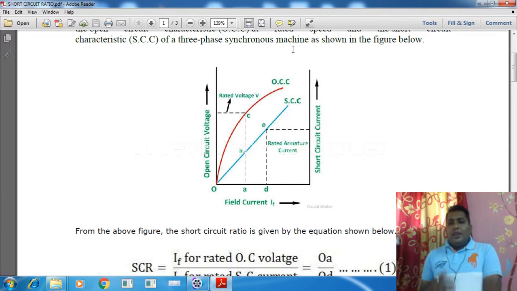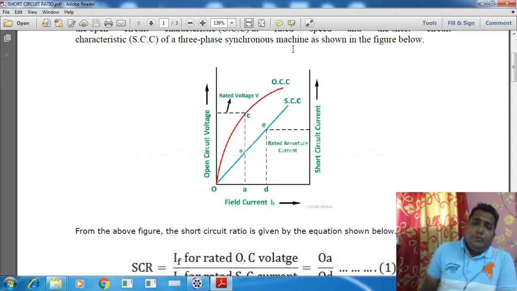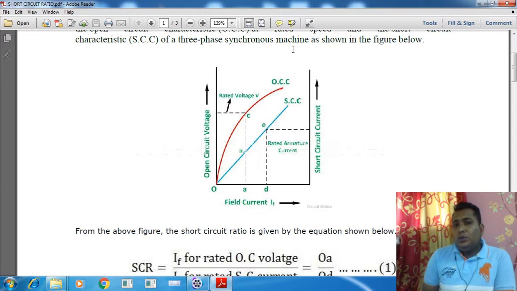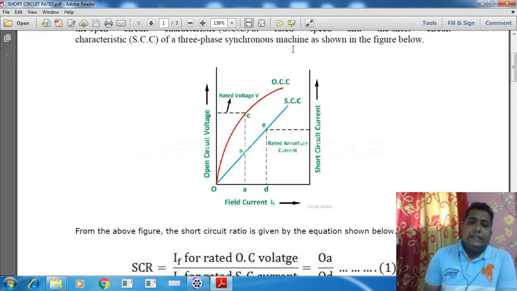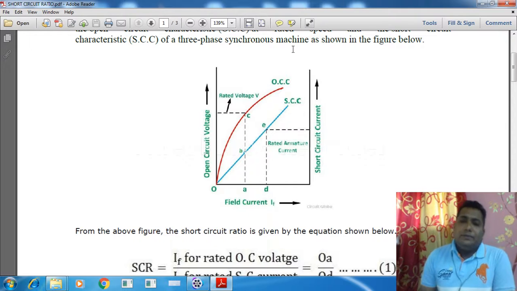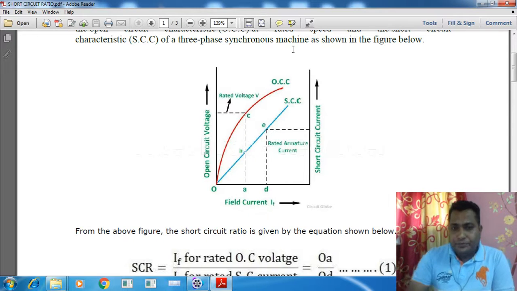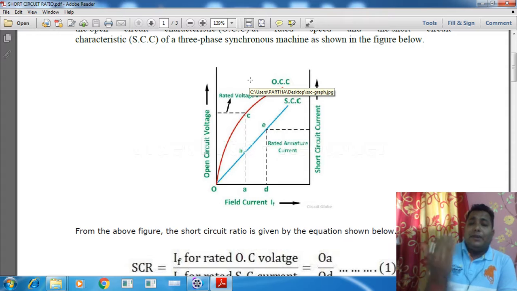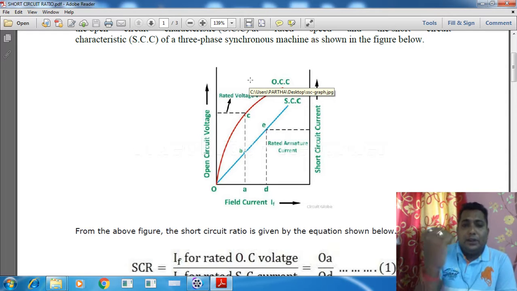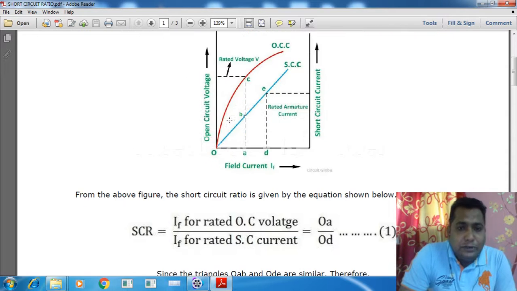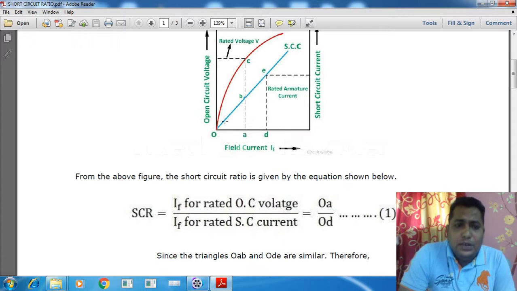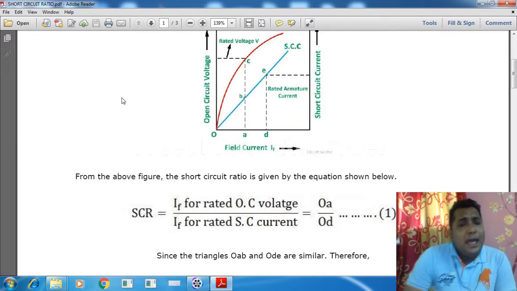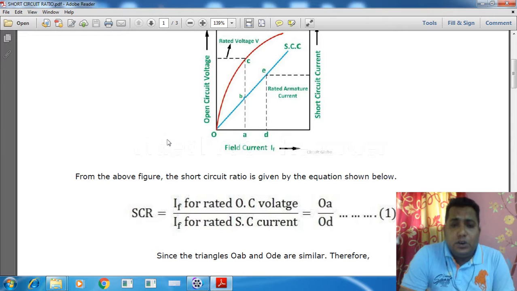Okay, so now from these characteristics we have already done, we now want to find out what the SCR is. For that we have to understand very well what this is and how we find this SCR. So let us start with that. From the above picture, the short circuit ratio is given by the equation shown below.